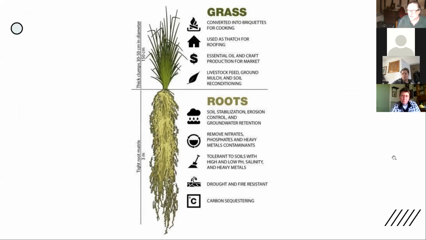Vetiver comes from the Himalayas, but it's used around the world. It has many, many useful functions. So if we talk about a plant with multiple uses, it's hard to beat vetiver. It gives you a lot of biomass, the grass part. You can use it for thatching and roofing.